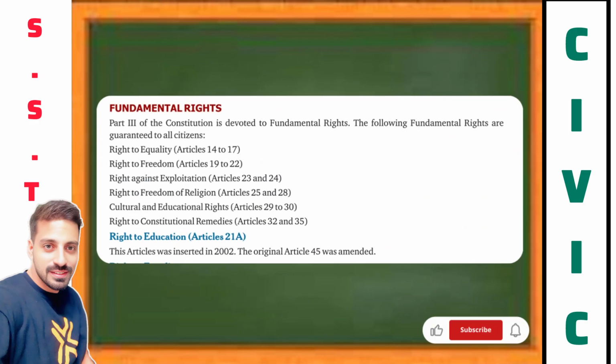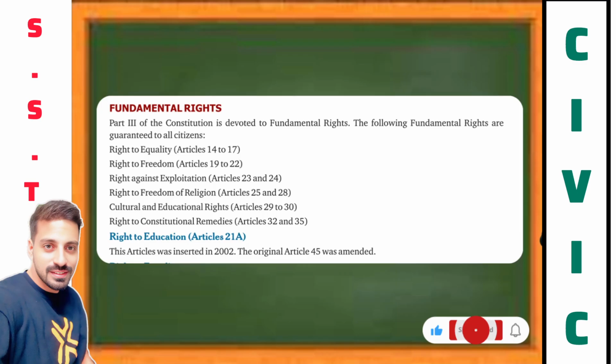Fundamental rights. Part 3rd of the Constitution is devoted to fundamental rights. The following fundamental rights are guaranteed to all citizens. Right to equality, Article 14 to 18. Right to freedom, Article 19 to 22. Right against exploitation, Article 23 and 24.